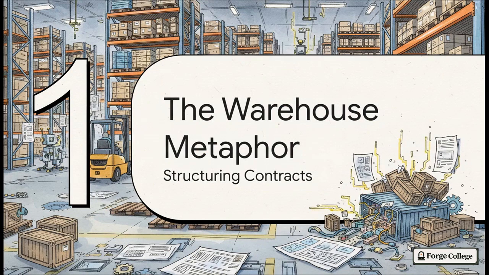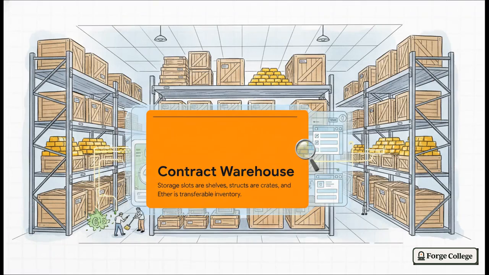All right, let's jump straight into Section 1, the warehouse metaphor, structuring your smart contract. Before writing a single line of reduction code, you really need a solid mental model. So, think of your smart contract design like drafting architectural blueprints for a massive, bustling warehouse. Your Solidity storage slots, those are your labeled shelves. Your structs are the crates that fit perfectly onto those shelves. And Ether is your highly valuable, perfectly fungible, transferable inventory.